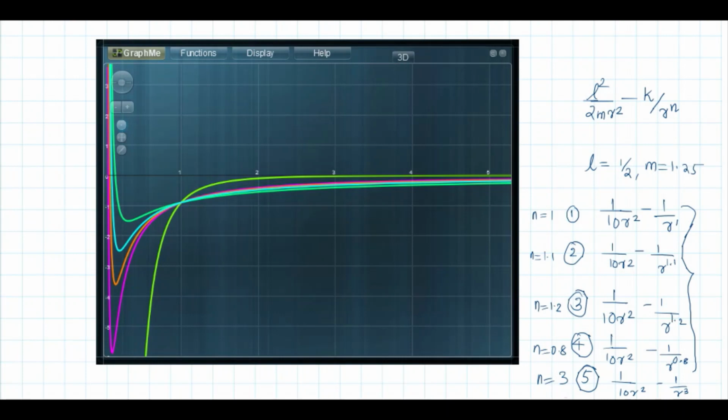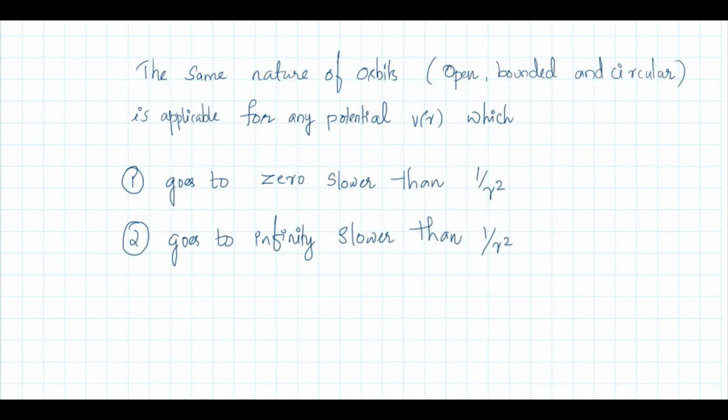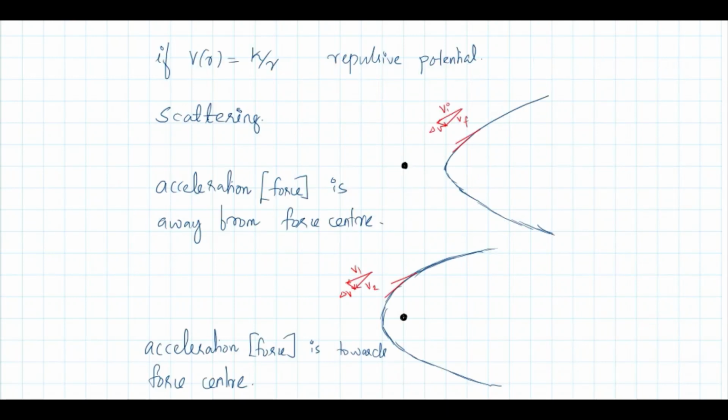What is the difference in nature of these graphs? You can see that this 1 by r square term will go to 0 as r tends to infinity. This 1 by r term will also go to 0 as r tends to infinity. But which one will go fast? 1 by r square will go fast to 0 as r tends to infinity. So that is the meaning of this statement: goes to 0 slower than 1 by r square as r tends to infinity.